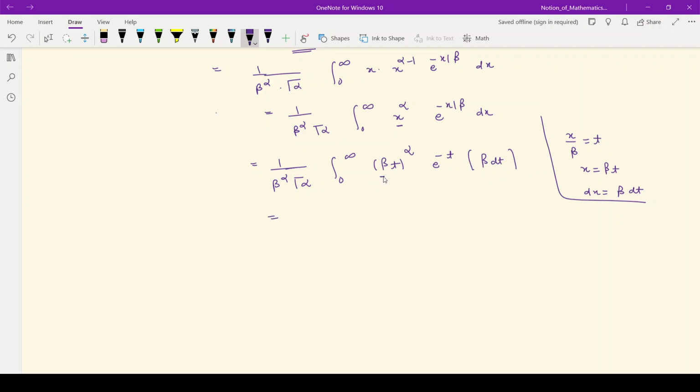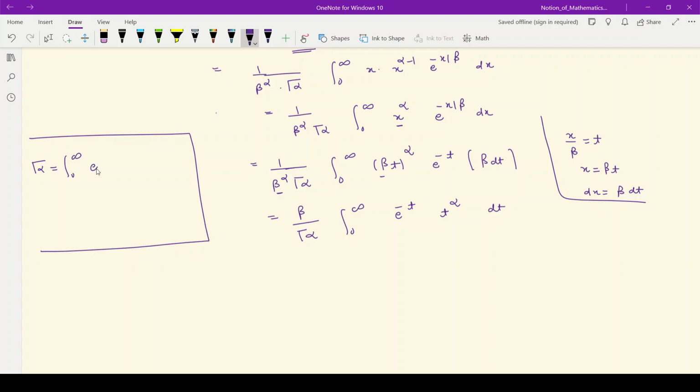Ultimately this beta power alpha and this beta power alpha will cancel out, and I can write it as beta upon gamma alpha and the integral from 0 to infinity of e to the power minus t into t to the power alpha dt. Students, there is a concept of the gamma function which can be discussed with the help of one formula, that is gamma alpha is the integral from 0 to infinity of e to the power minus x into x to the power alpha minus 1 dx, where the value of alpha is greater than 0.